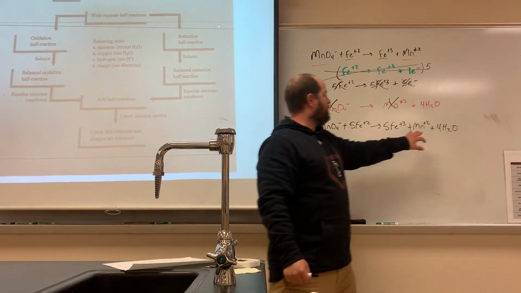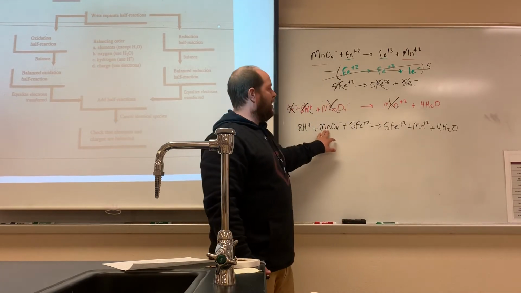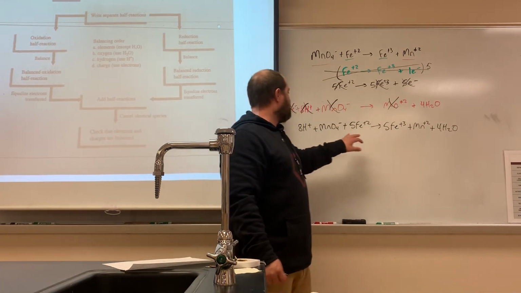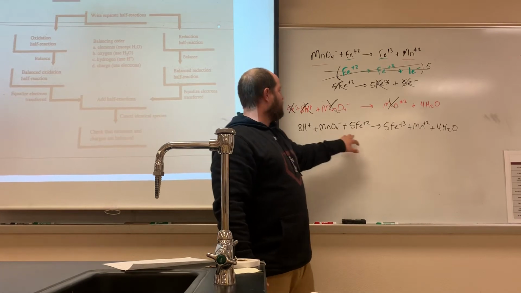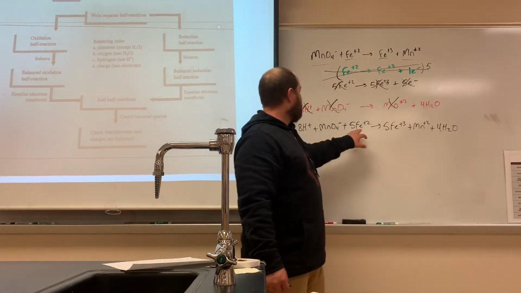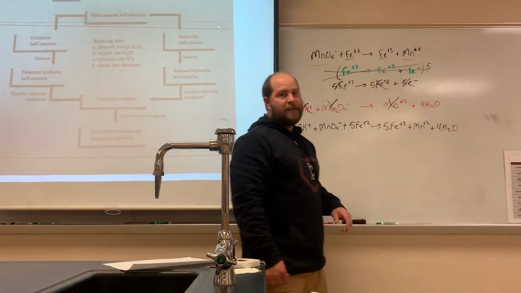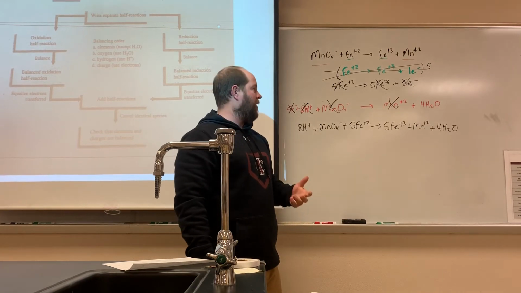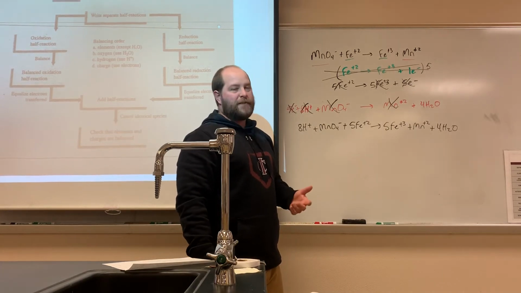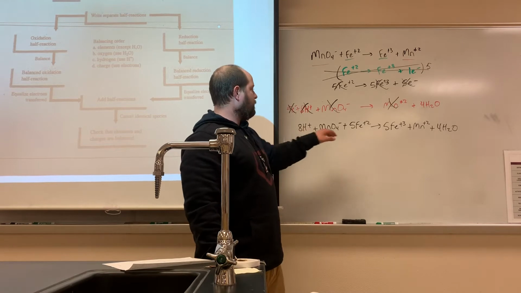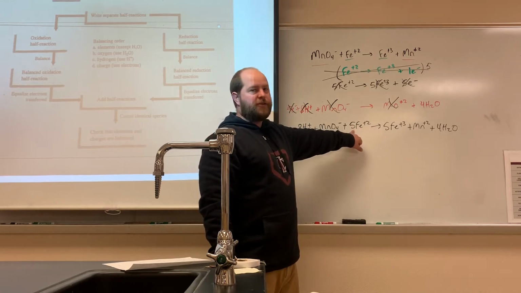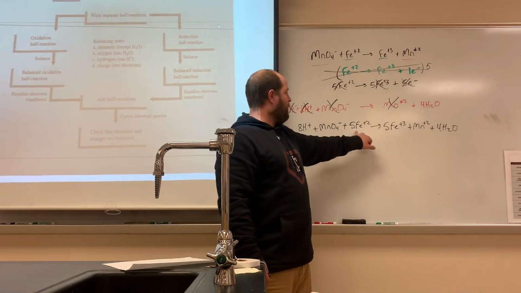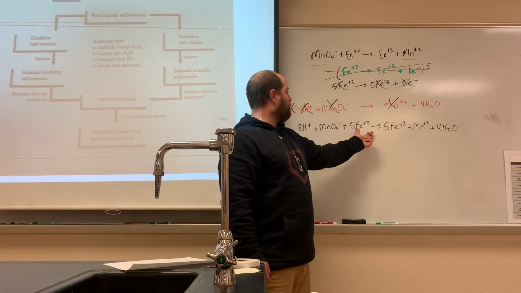8 hydrogens, 8 hydrogens. 1 manganese, 1 manganese. We got 4 oxygens, 4 oxygens. 5 irons, 5 irons. So that's cool, it worked out, it's balanced. But now we have to consider the charge too. So over here, you got a coefficient in front. This would be like 5 times 2, which would give you your plus 10 here.